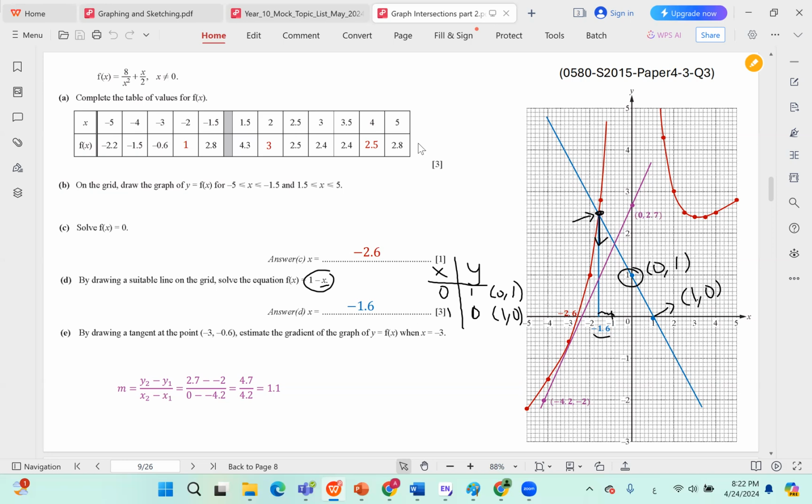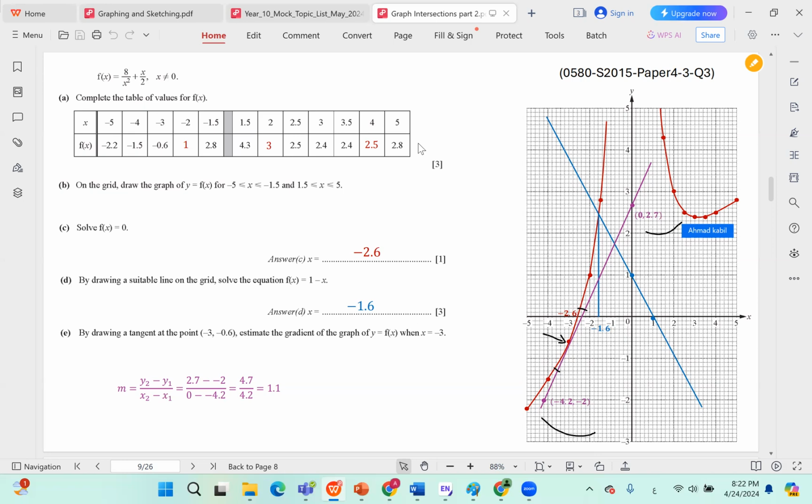Finally, we want to draw a tangent at the point -3 and -0.6. So for -3, -0.6, this is a point on the red curve, which is right there. And we draw a tangent at this point. Remember to make sure that the tangent is well balanced. And then we take any random 2 points on the tangent and find the gradient. I chose faraway points, like we said before. I plug them into the equation of the gradient, y2 minus y1 over x2 minus x1. And I got the value of the gradient as 1.1.